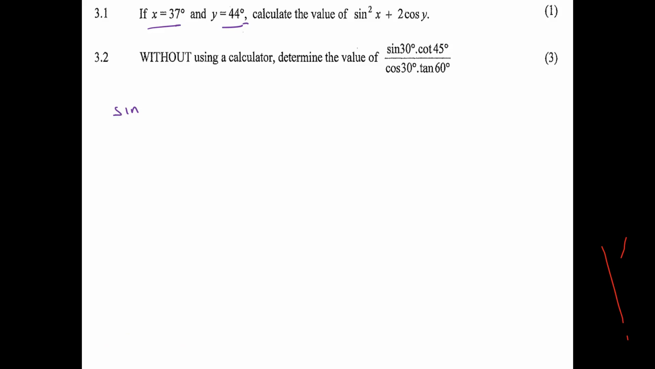And they did not tell you that you're not allowed to use a calculator. Can we all see that they didn't say don't use the calculator? So if they didn't tell you not to use the calculator, then you're allowed to use it. So you're going to say sine squared.